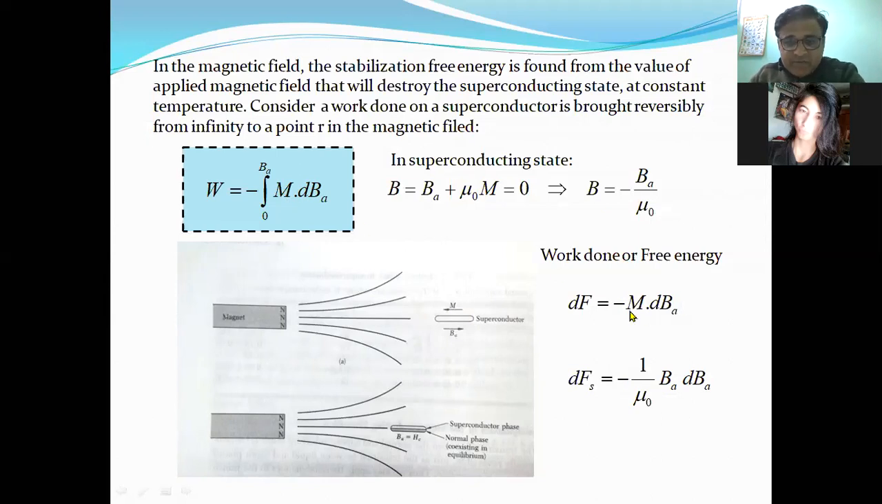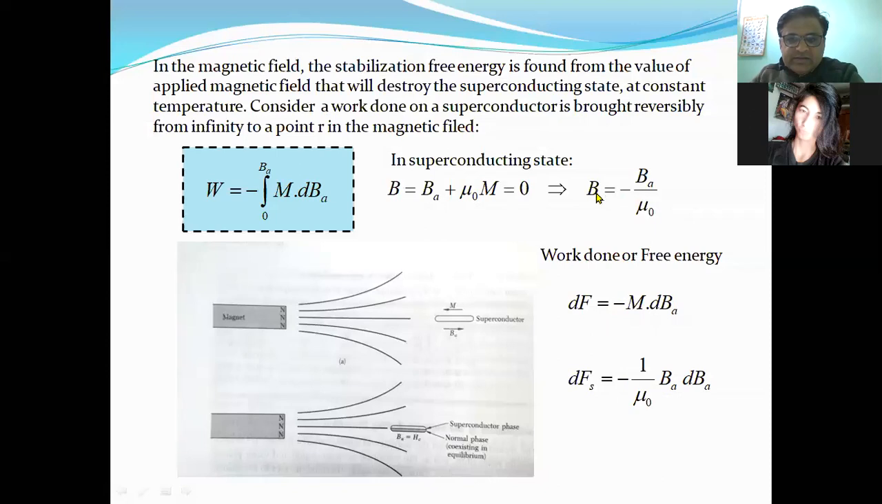So from the definition, the work done or the free energy is minus m dot dBA, and from the above equation of this induction, sorry, here this B should be m basically.